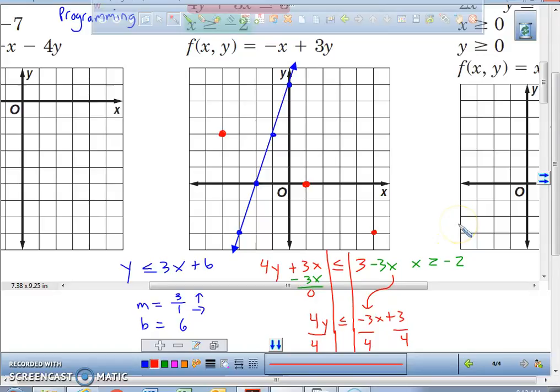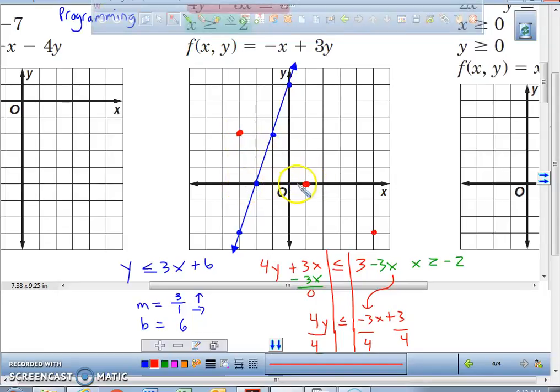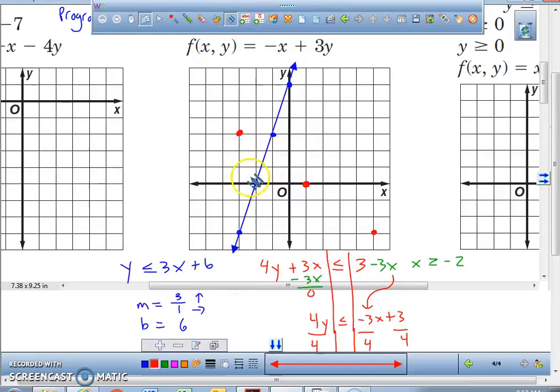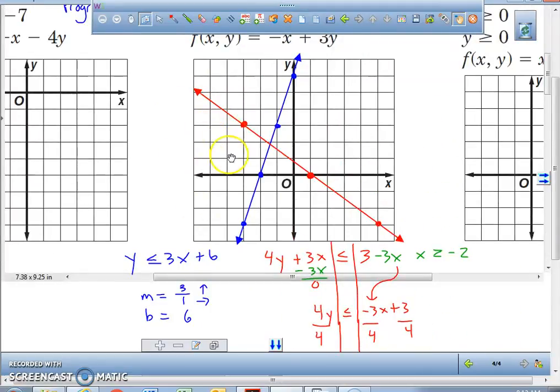And now I have enough information. Wait, I think I went too far. Up 1, 2, 3, over 1, 2, 3, 4. Yeah, went over a little too far there. There we go. That's still down 3 over 4. Make a nice, solid line through all of those points. Let's look at this. It says y is less than or equal to. So right now, technically everything below this line will be shaded.